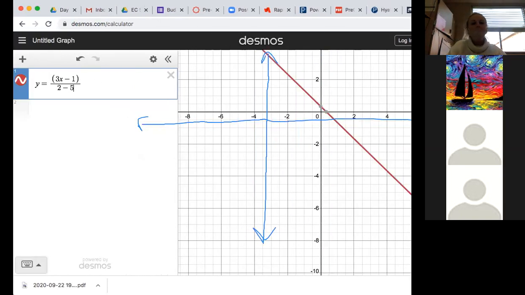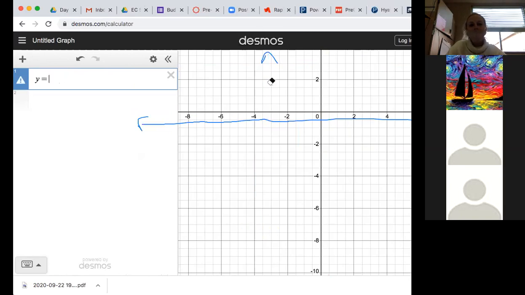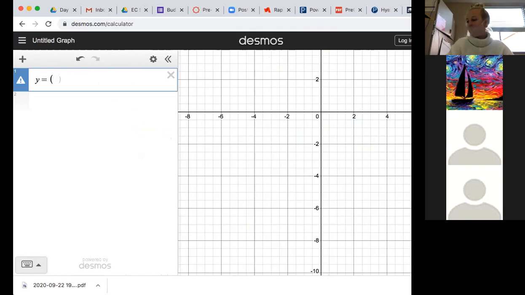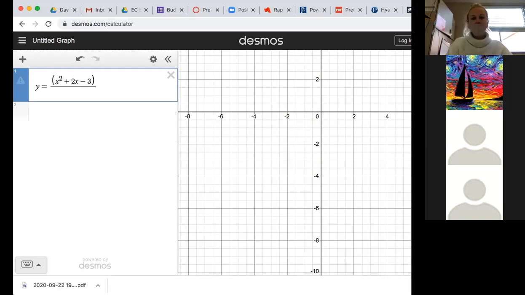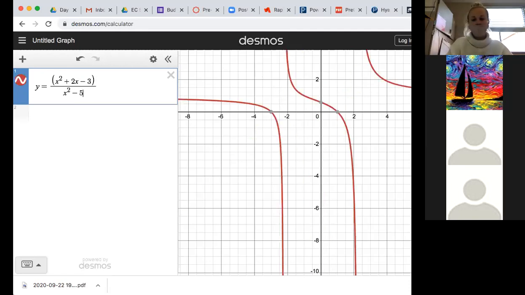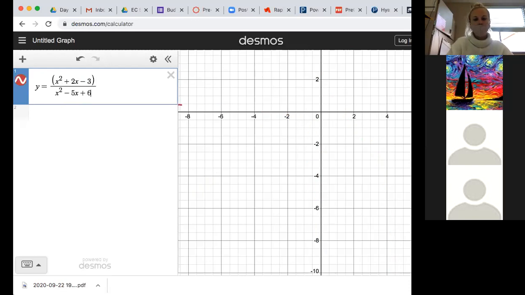Let's look at our other example. And these can be our two examples we do when we actually find the asymptotes, since y'all wrote them out. There we go. All right, y equals (x squared plus 2x minus 3) divided by (x squared minus 5x plus 6).